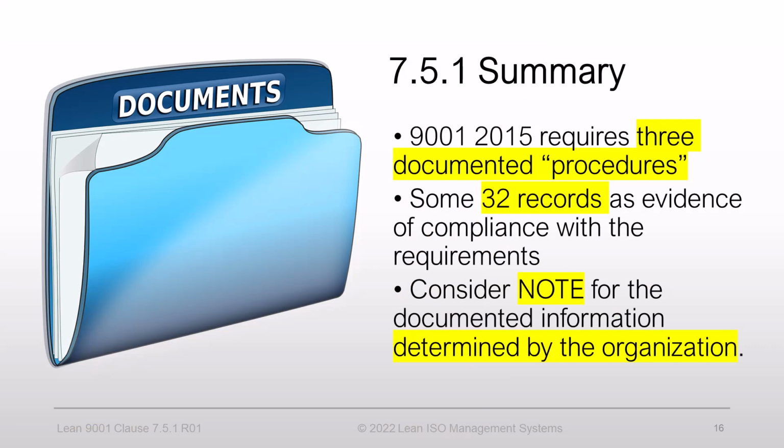Let's summarize what we discovered today. ISO 9001:2015 requires 3 documented procedures. The standard requires some 32 records as evidence of compliance with the requirements. Use the note in the clause for the criteria for documented information when determined by the organization.